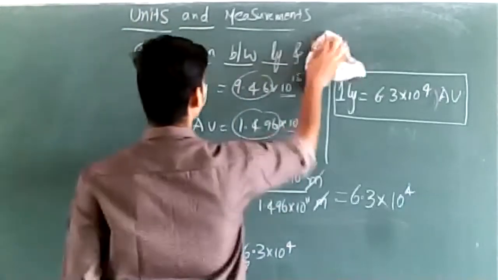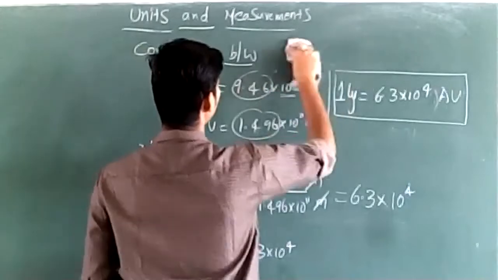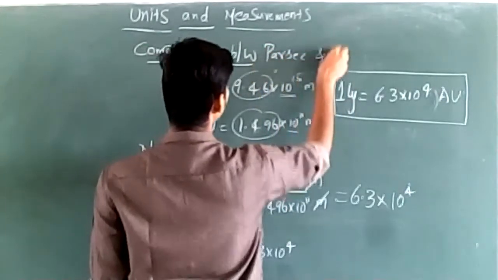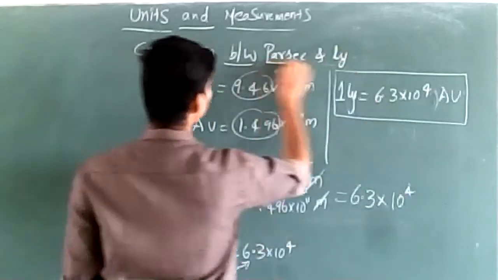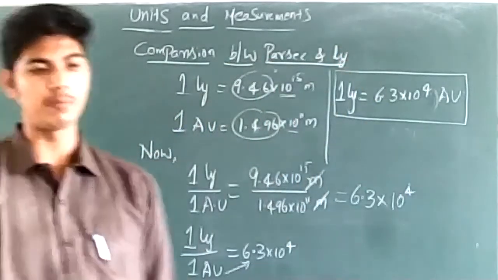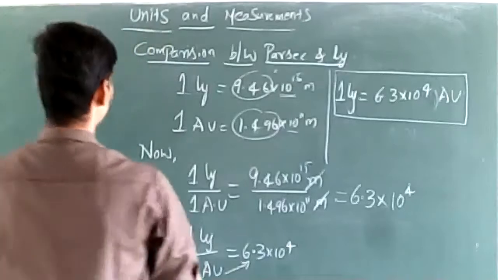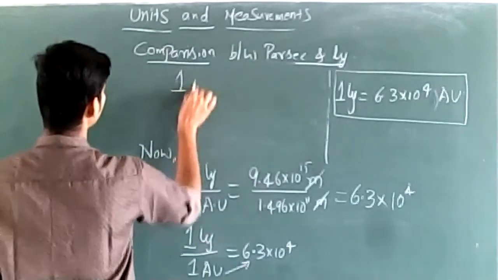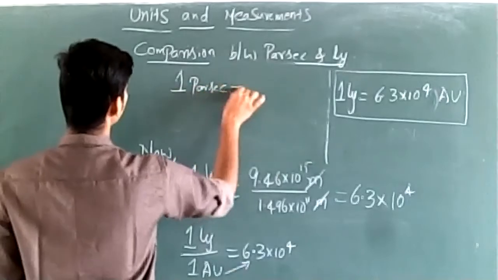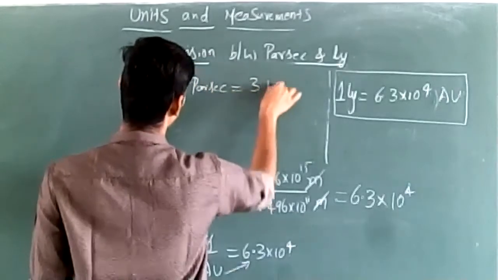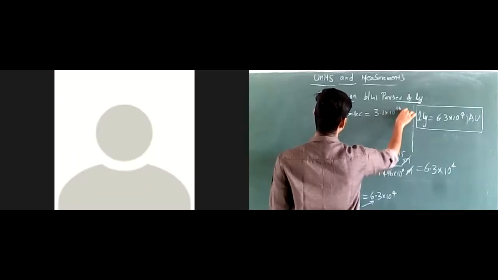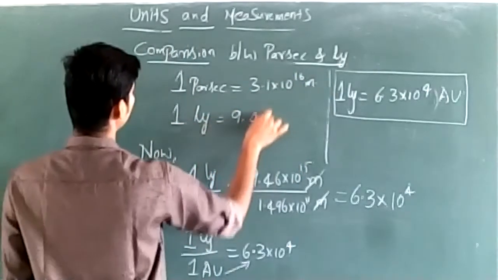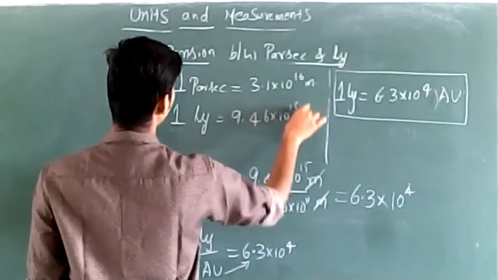Will you compare parsec and light year? Parsec ಮತ್ತೆ light year ನ ಕಂಪೇರ್ ಮಾಡ್ತೀರಾ? See, you know what is 1 parsec equal to? 1 parsec is equal to 3.1 into 10 to the power of 16 meters, and 1 light year is equal to 9.46 into 10 to the power of 15 meters.